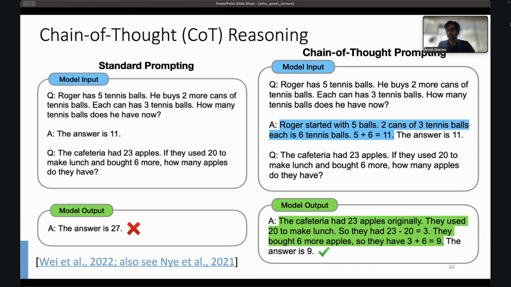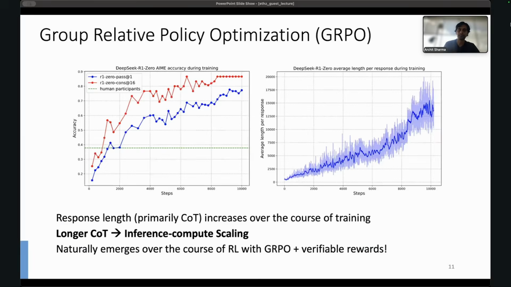So the cafeteria had 23 apples. They used 20 to make lunch, so 23 minus 20 equals 3. 3 plus 6 equals 9. So the answer is 9. And now the model is correct. So it shows that when language models start reasoning in natural language, they tend to produce more accurate and correct information as responses.